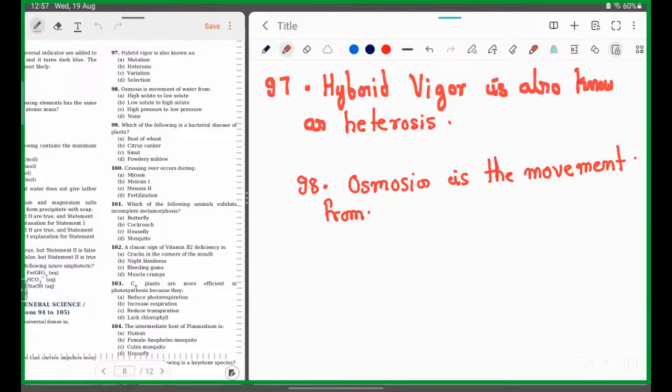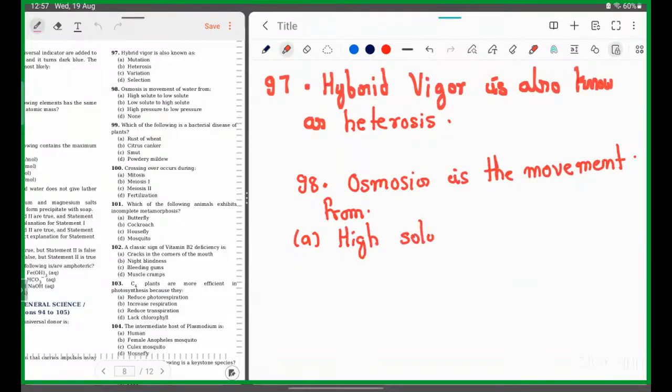Same way, in chemistry, what happens? If there is a higher concentration compound and a lower concentration compound, what will it do? It will go from higher to lower concentration. So the correct answer will be high solute to low solute. Getting?